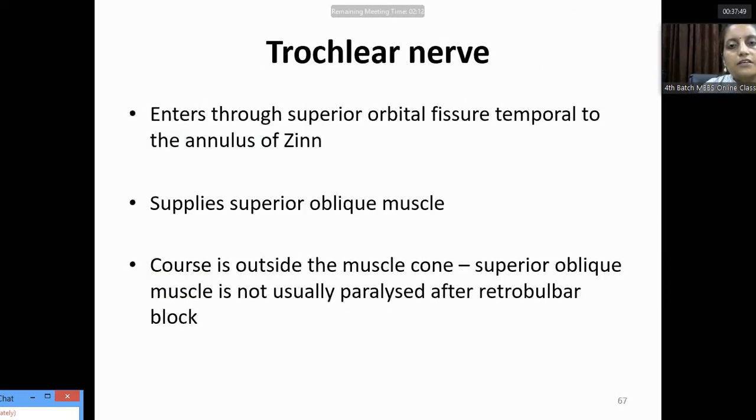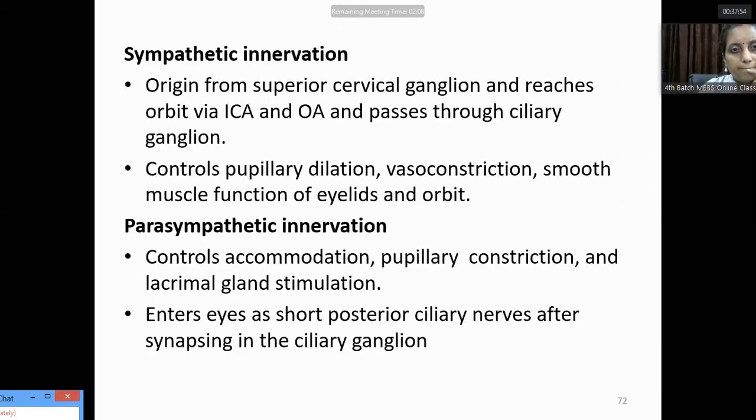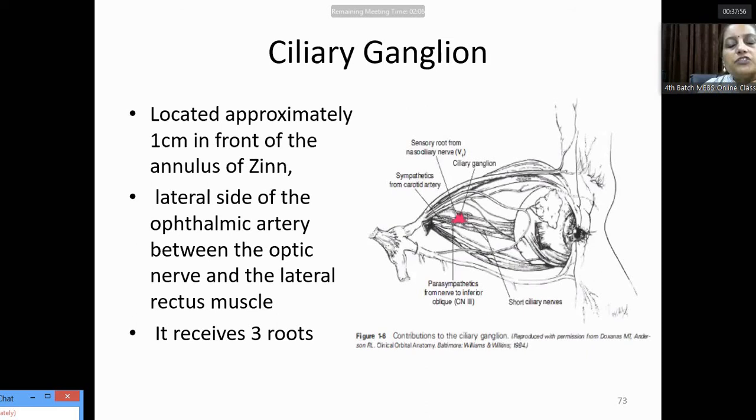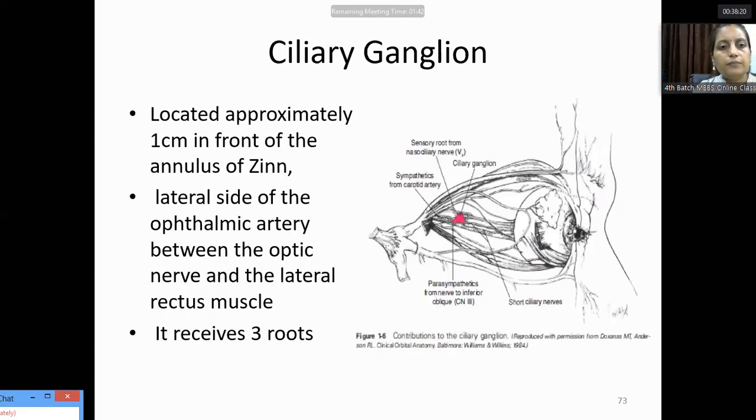We will discuss this nerve in neuro-ophthalmology. The ciliary ganglion, which you may miss reading and not think important, is an important question asked by examiners in the exam. It is usually 1 centimeter in front of the annulus of Zinn. If you remember this figure, you will remember where it is situated.